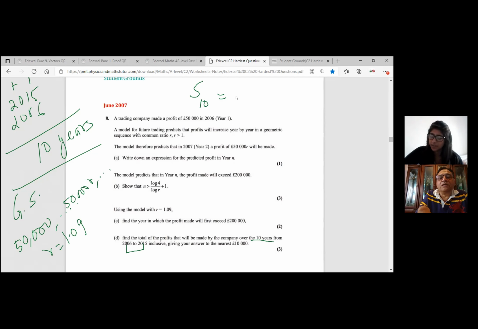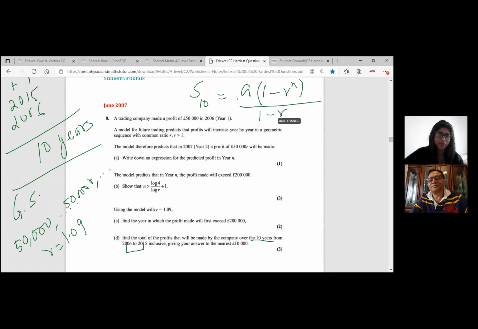Remember the formula. What is the geometric series formula? I'll be honest with you, I don't remember it, but I got it down here. So A times 1 minus r to the power of n over 1 minus r. So I have written it correctly, right? Yeah. Perfect. So that is the formula. And we know it is 10 years. And we know the value of A. So substitute the value of A, which is 50,000.